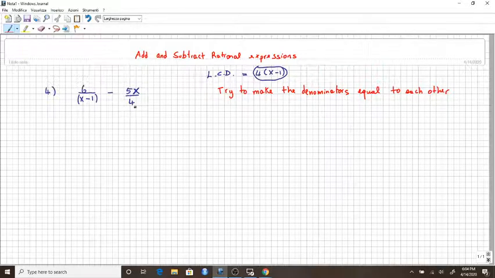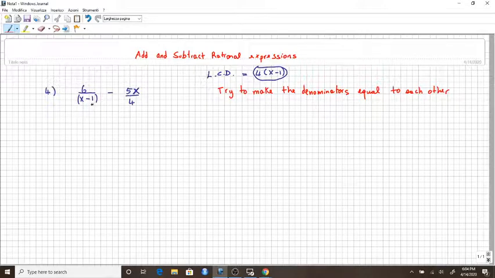So even though the denominator, once you make them equal to each other, is not the least common denominator, you will still be able to combine these two rational expressions. So more important than the LCD is to try to make the denominators equal to each other. So in this case, how are we going to make the denominators equal?